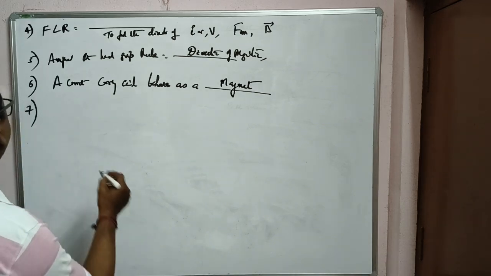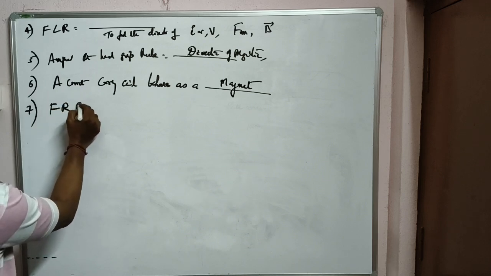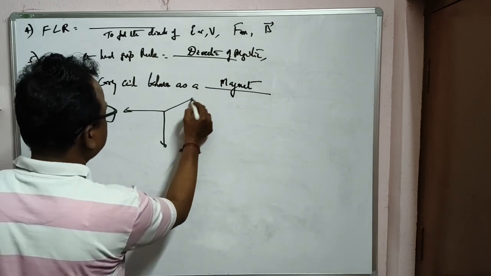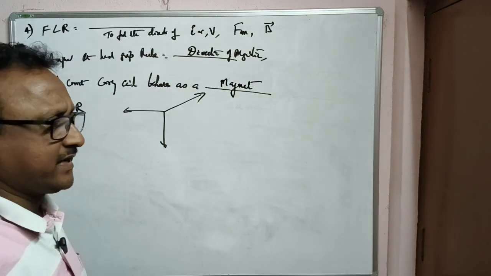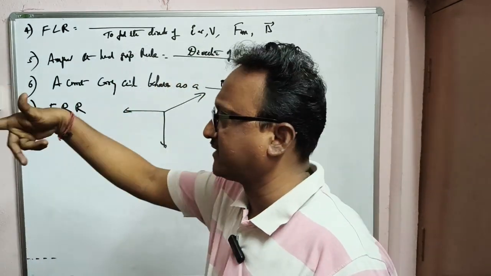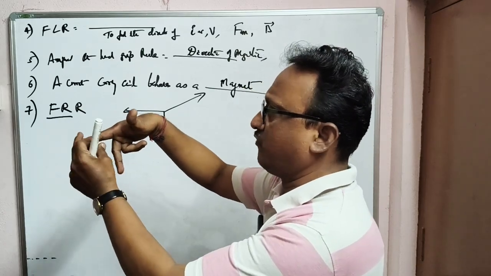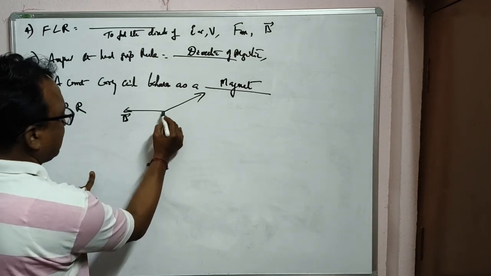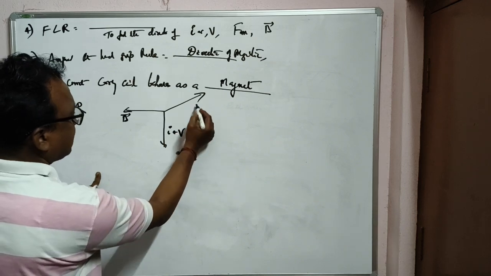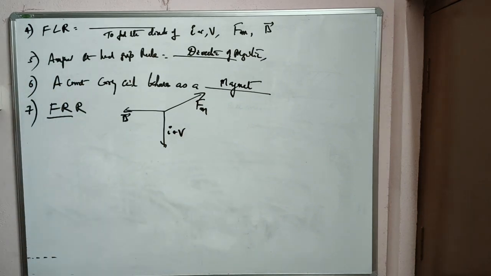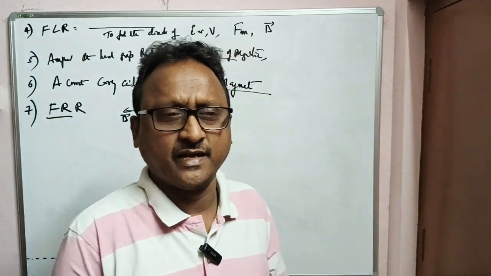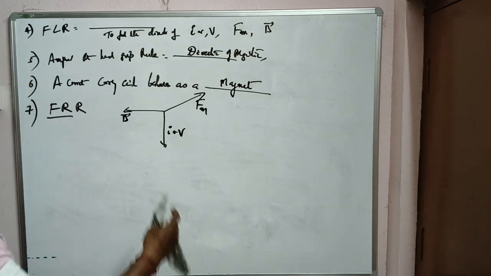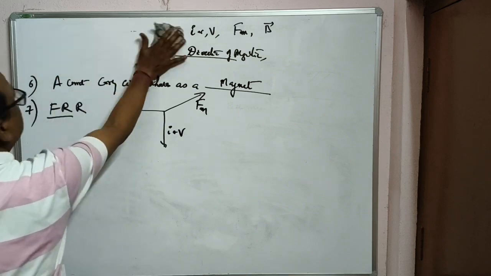Seventh question. What is Fleming's right hand rule? This also was discussed. Fleming's right hand rule states that you stretch your right hand in such a way that three fingers, middle finger, forefinger and thumb, are perpendicular. The forefinger indicates the direction of magnetic field, the middle finger the direction of current or velocity, and the thumb the direction of magnetic force. As I already told you, it is used in generators and electric motors to find the directions. So this is Fleming's right hand rule. Clear? Right?